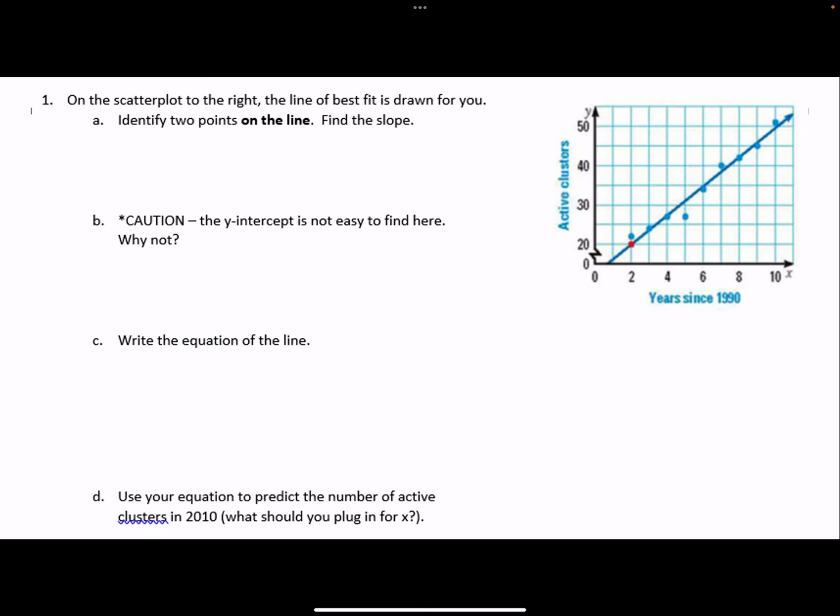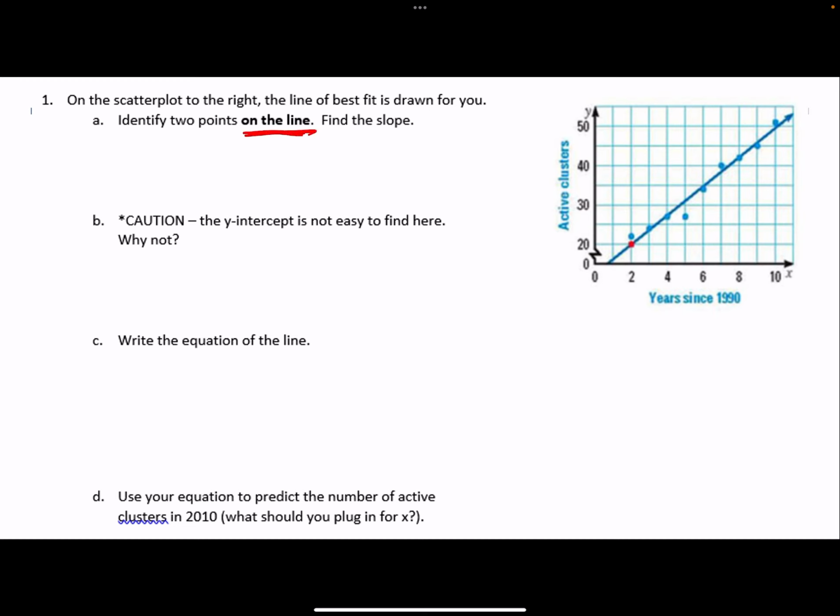All right, so on the scatter plot to the right, the line of best fit is drawn for you. So again, you can see the blue dots, that's the scatter plot, and the blue line is the line that goes through the middle. And remember, a line of best fit follows the pattern. It has about half of the points above and half of the points below. And so ultimately, we want to write the equation of this line. And in order to do that, we have to identify 2 points that are on the line.